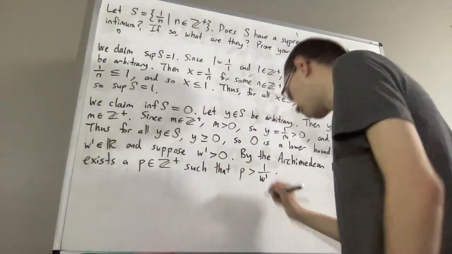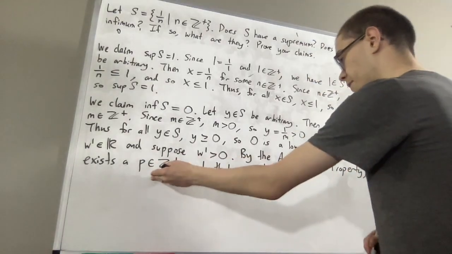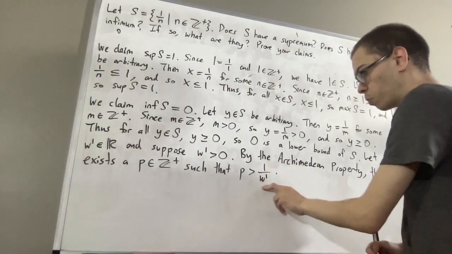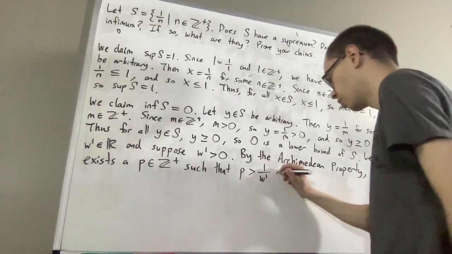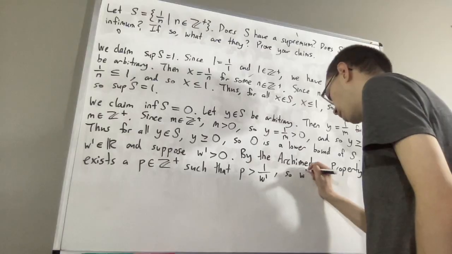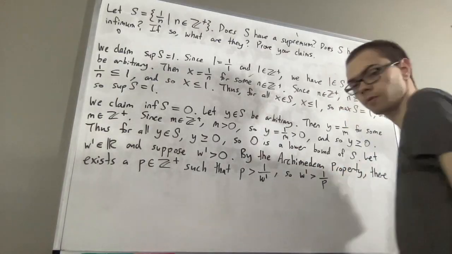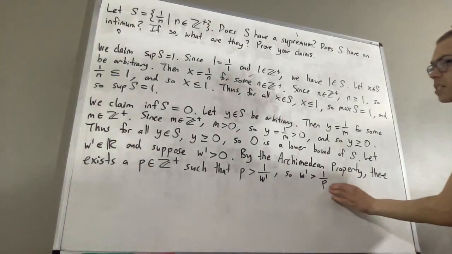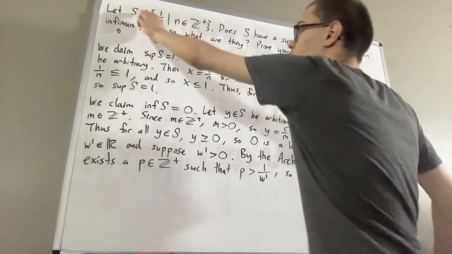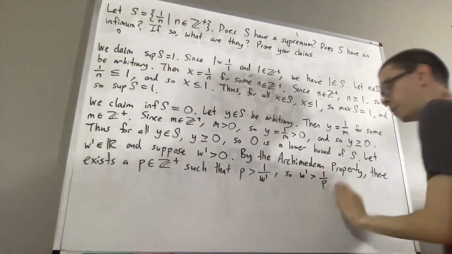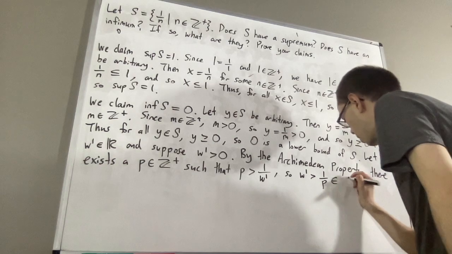So just like that. But then, since p is positive and w prime is positive, we can divide p to the other side, multiply w prime to the other side, and so we get w prime is greater than 1 over p, but 1 over p is an element of S, right? It fits the form 1 over n, where n is a positive integer. Just take n to be p. So this is an element of S.